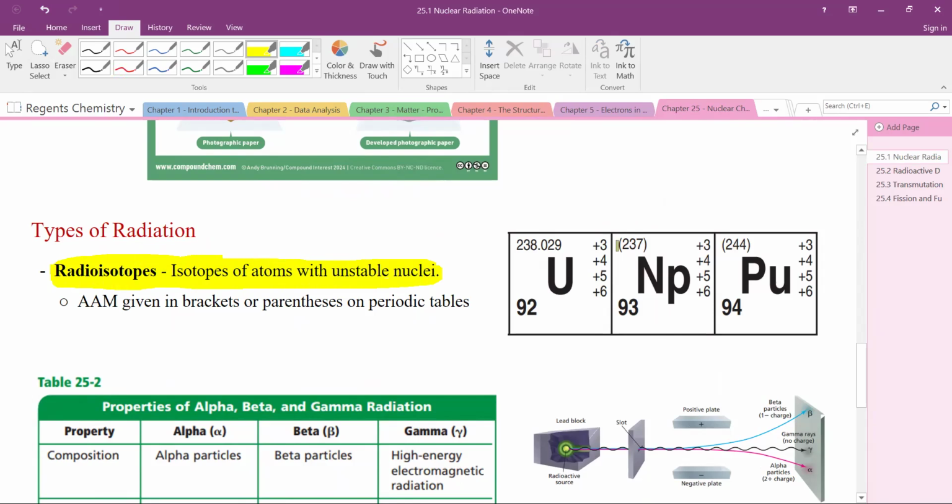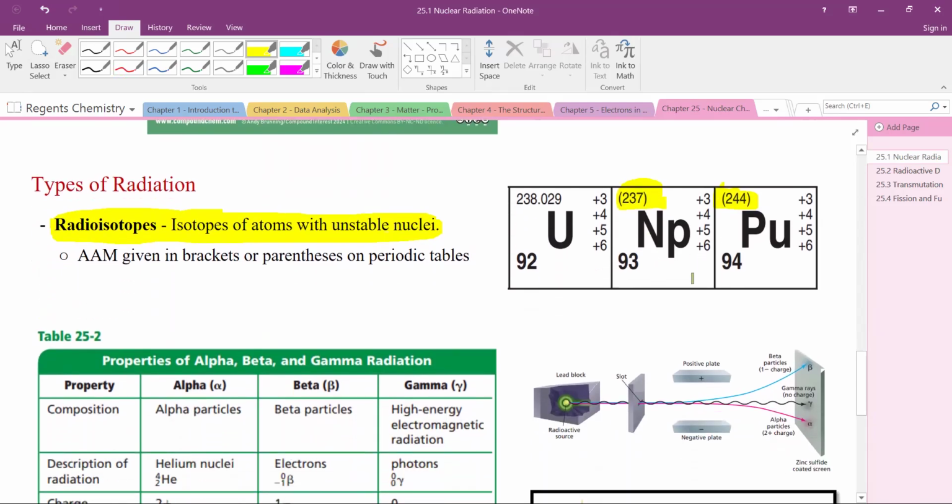On the periodic table, elements that only have unstable nuclei and that are not found in nature are indicated by parentheses or brackets. So you can see neptunium, not naturally found. It will spontaneously decay into other substances on its own, and we don't have any natural sources of this. Whereas our naturally occurring isotopes like uranium are given without brackets or parentheses.